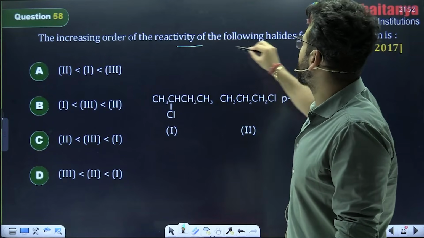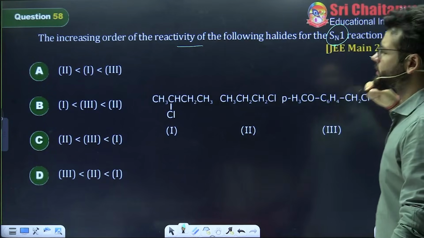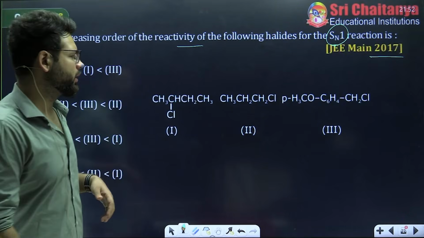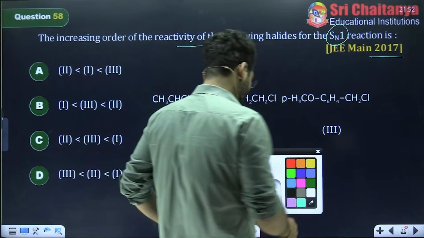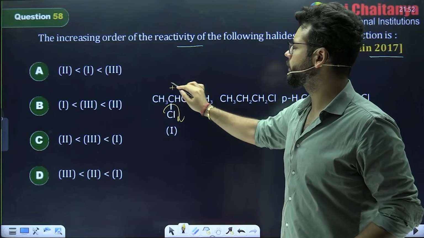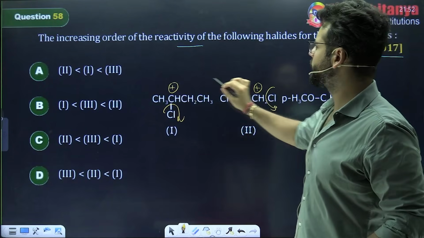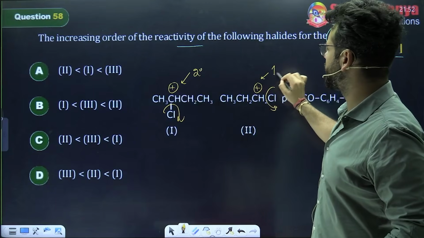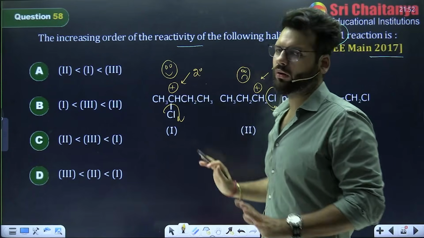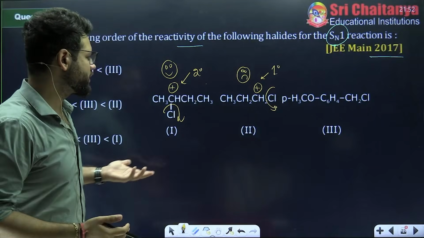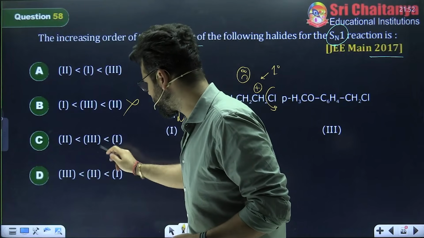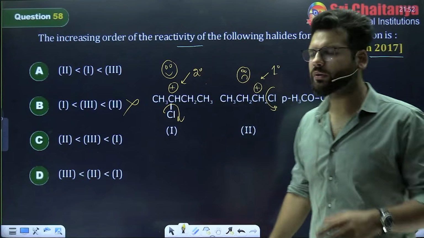Next is increasing order of reactivity towards SN1. Again, you see the 2017 question. Same questions keep repeating almost every year, so SN1, SN2 reactivity is very important. Some chlorides are given; I'm drawing them. SN1 means carbocation: Cl minus goes out, carbocation forms. This one is secondary, this one is primary, so this is better than this. One is better than the second one. Up to here we can eliminate a few options. One is better than 2, so this is wrong. One option we have eliminated.